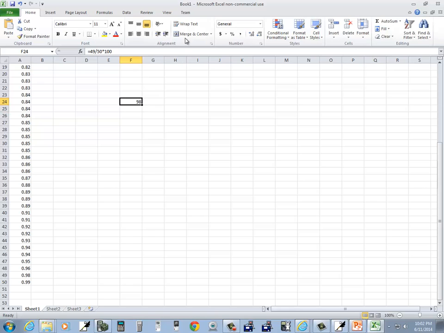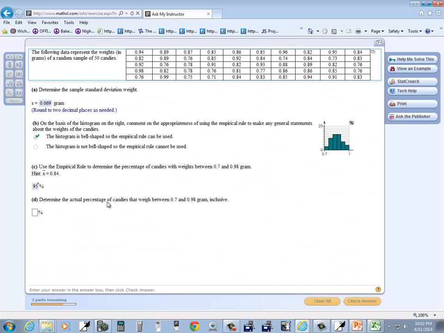I'm not sure if that's showing me all the decimal places. Where's decimals? There it is. 98%. So the actual percentage of candies that fall between those two values is 98%. And it looks like that's the last question on here. Anyway, that's how to use the empirical rule, and this is the actual true value of it.